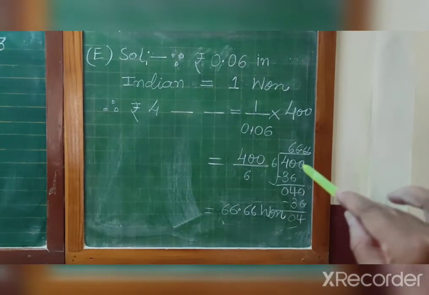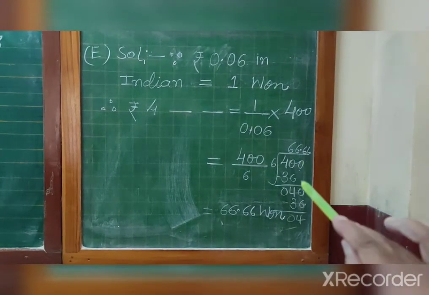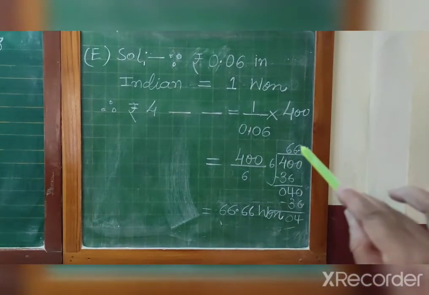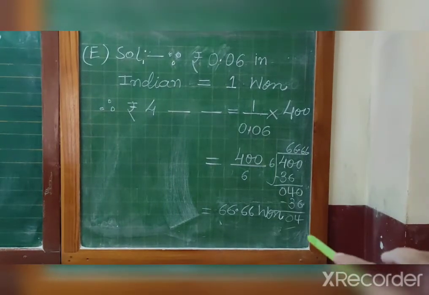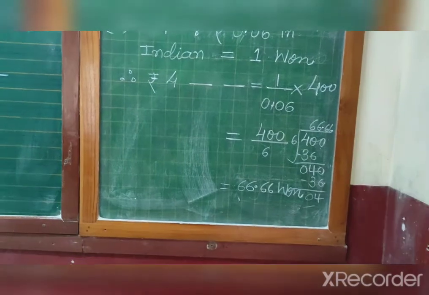Again bring down this 0, and 6 times again you can divide. Then the left value will be 4. So the decimal will give 0, so again you can divide. This process you will show here, the complete process.